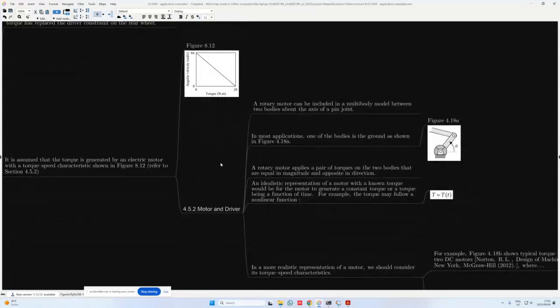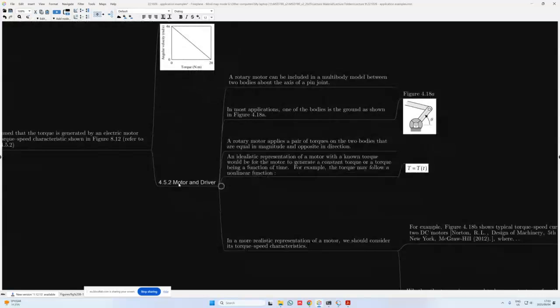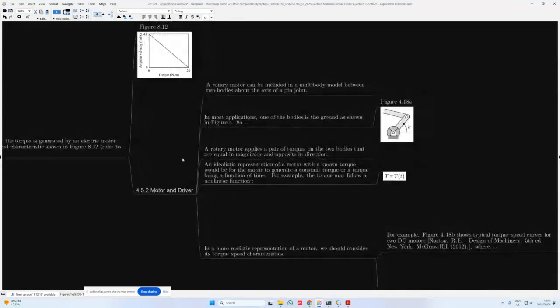Now, to better understand this, we can go back to PMD section 4.5.2, which deals with a motor and a driver. A rotary motor can be included in a multi-body model between two bodies about the axis of a pin joint. In most applications, one of the bodies is the ground, as shown in figure 4.18a. So in this case, we specify a motor on this crank arm over here, but in essence, this motor is then acting between this grounded point over here and then the point that we have on the body itself, so the link itself. So it's acting between body 0 and let's call this crank arm body 1.